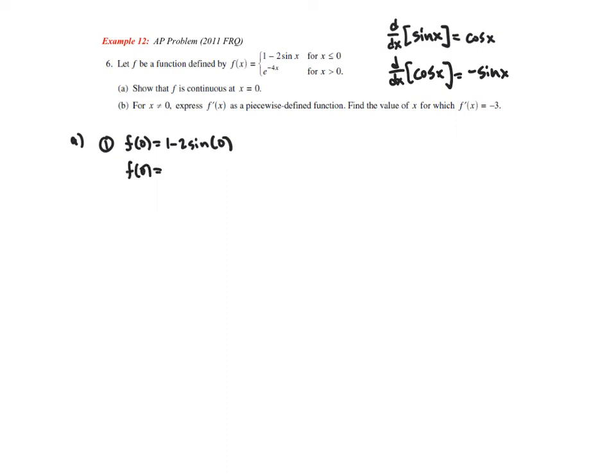Well, f of 0 would then be 1 minus sine of 0, which is 0, so 2 times 0 is also 0. So f of 0 equals 1. It exists. Perfect. Step 2, let's show that the limit exists as x approaches 0.